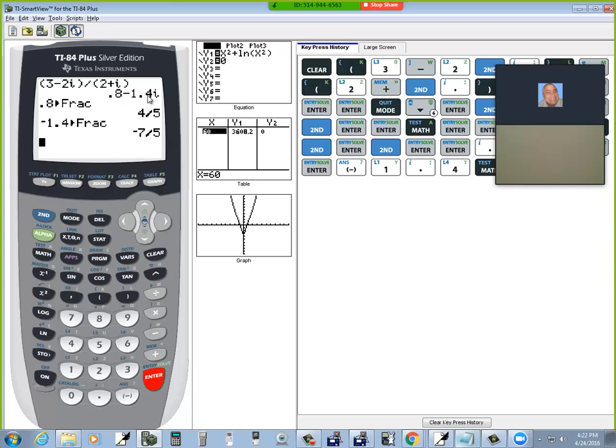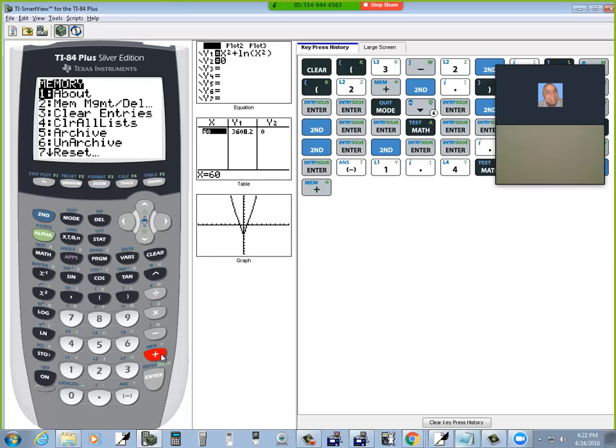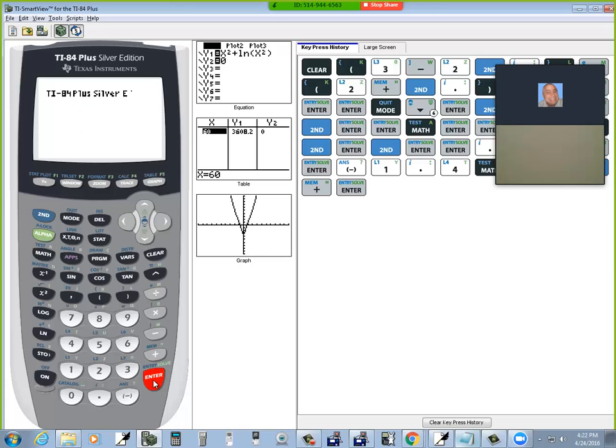Some calculators will do that fine. It could be based upon the operating system that's on that particular calculator. Like if I did second plus and chose the About, the first one, this has the version number of the software that's on here, and not all TI-84 Pluses have the same version here. So, but anyway.